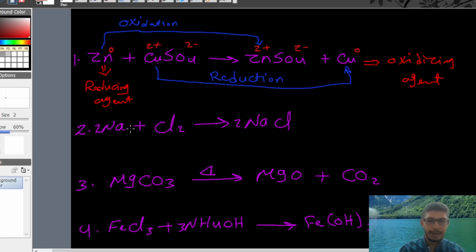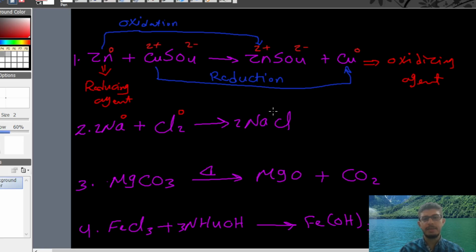So let's look at the second example. We have sodium. Sodium is a standalone element. That means it didn't form any compound, so the oxidation state of the sodium here should be 0. And what about the chlorine? Chlorine is also alone. It didn't form any compound with any other element. So it should also have the oxidation state of 0, right?